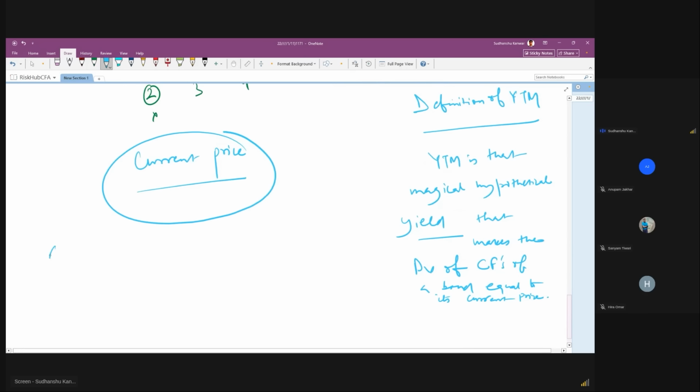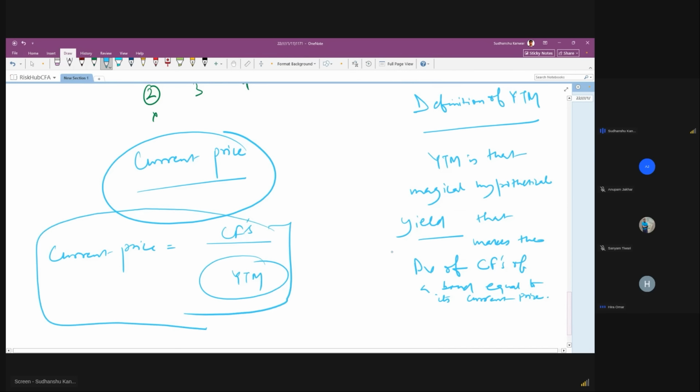Now, if I have to find the current price and I have the cash flows, if I put the YTM here, won't they equate? Because this is what the YTM means. This is the definition of YTM. YTM is that magical, hypothetical yield that makes the present value of cash flows of a bond equal to its current price. So I need to find the current price. I have the cash flows, so I only need the YTM to put in the formula and get the answer. Make sense?